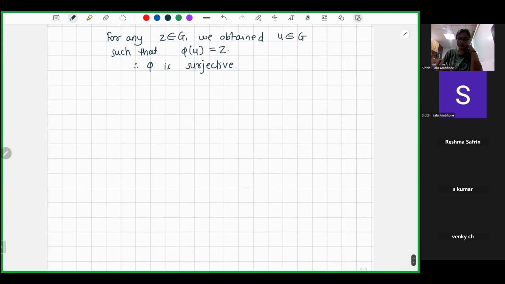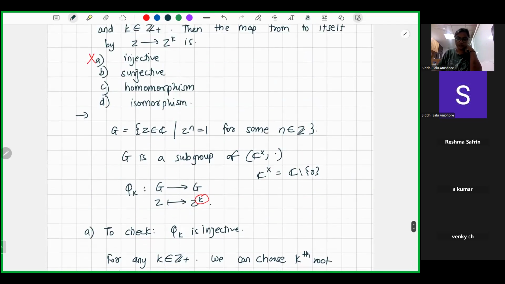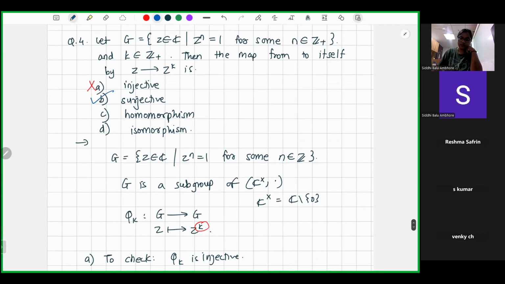Now the C part. This is surjective. We have to check whether it is a homomorphism. Since A is anyway not injective, it will not be an isomorphism. For an isomorphism, we need both injective and surjective.